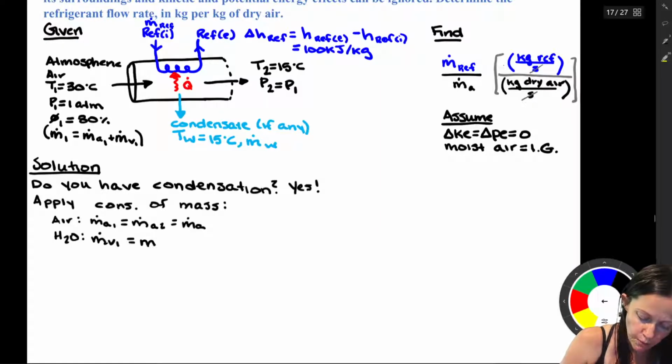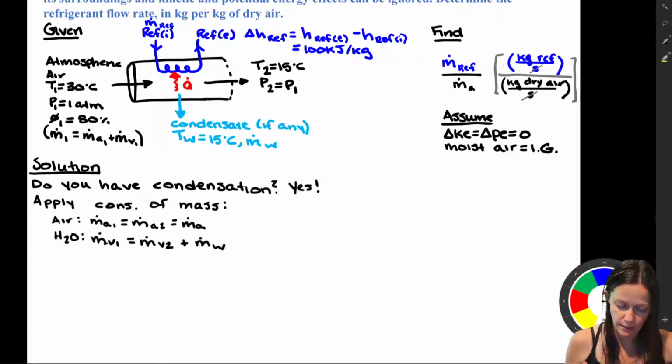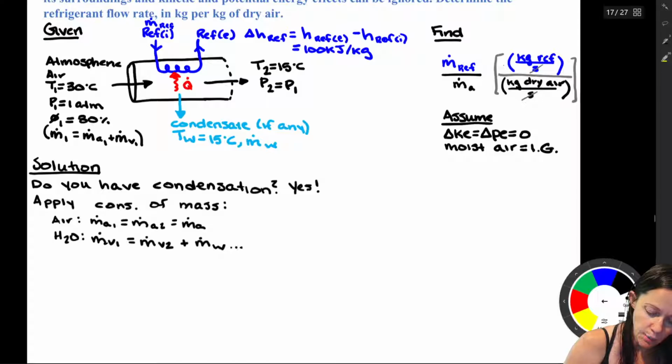You've got water vapor going out, but you've also, and we've just shown this, got m dot W, which would be the mass flow rate of the condensate that's coming out. And so I might want to define that m dot W. So that would be m dot V1 minus m dot V2.